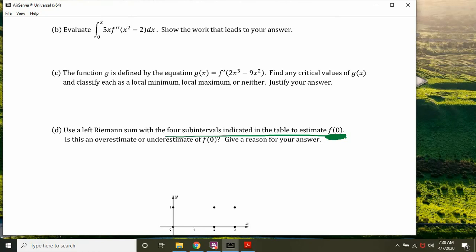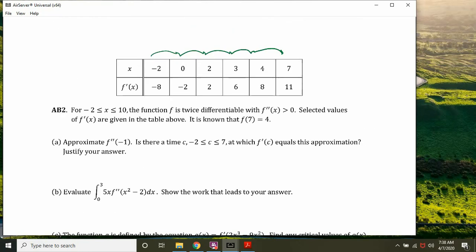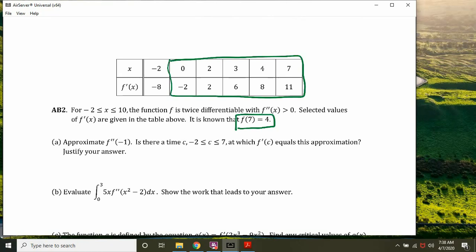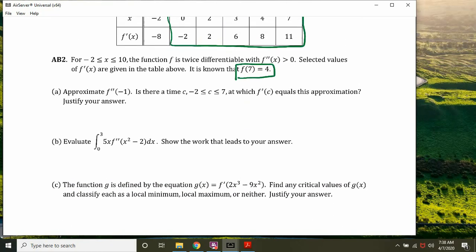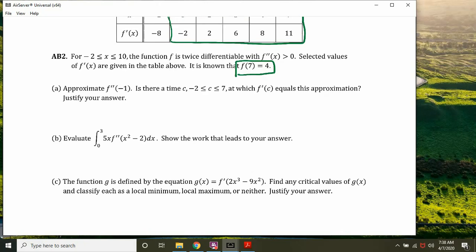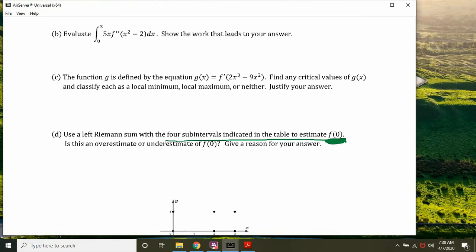The other bound is going to be any x value where we know the y value of f. And that's going to be at 7. So they said the 4 subintervals, because we're really just working on the interval from 0 to 7 here to set up our Riemann sum. So we're going to set up the bounded integral from 0 to 7 of f prime. And let's see what that looks like.